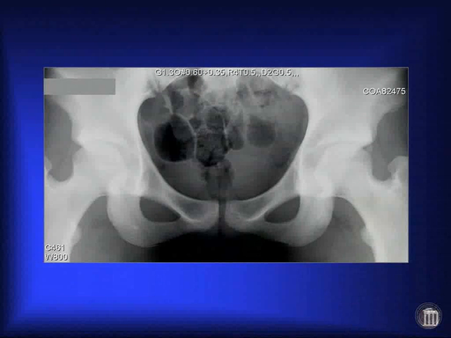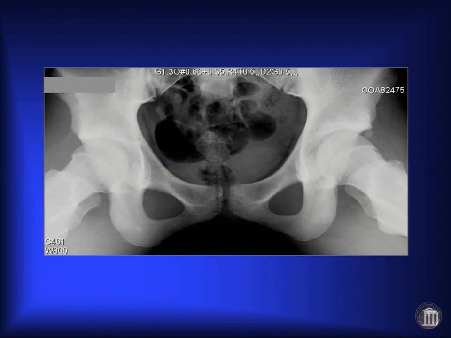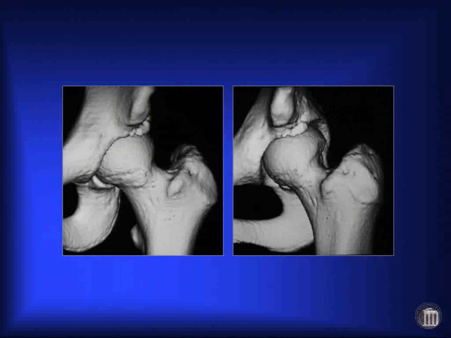Just an illustrative example, and this is a 15-year-old level 10 gymnast, symptoms in her left hip for a year. She's got os acetabulum, a pincer lesion, significant cam impingement. She's lost 30 degrees of internal rotation in her left hip. CT scan helps us to quantitate the lesion.